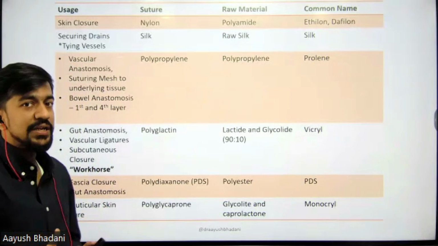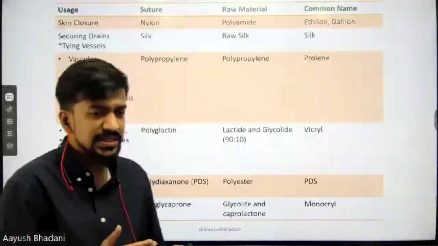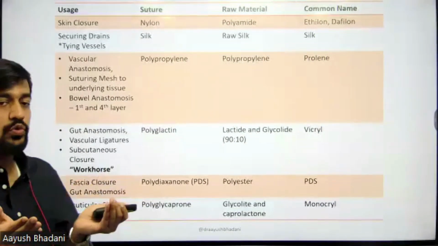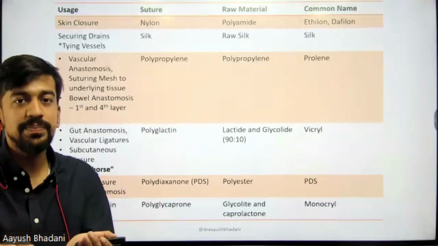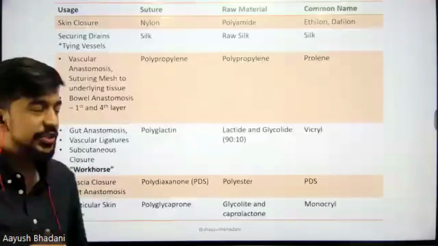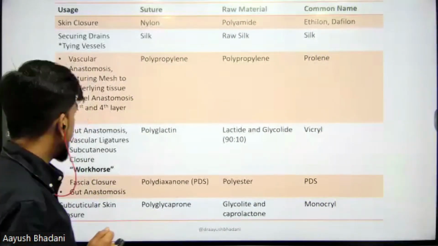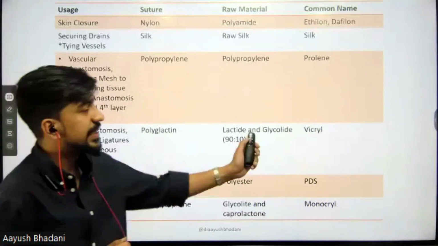We have polypropylene, or Prolene. Prolene is used mostly for vascular anastomosis. When we do a hernia repair, we'll suture the mesh to the underlying tissue, and we'll be using Prolene there. For bowel anastomosis, first and fourth layer. And then we have the Vicryl.